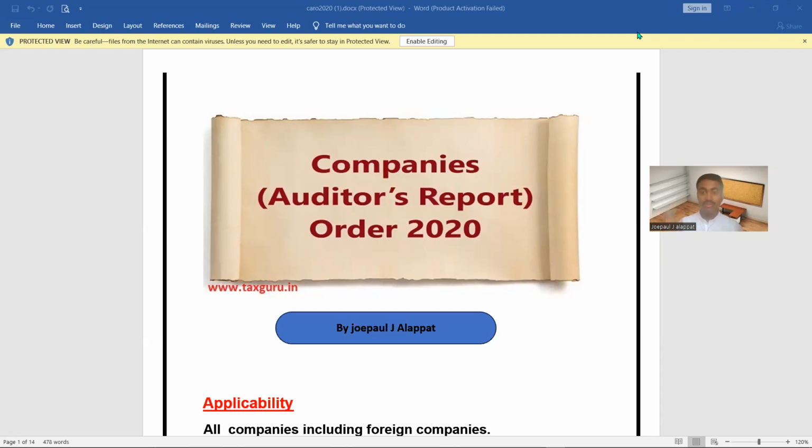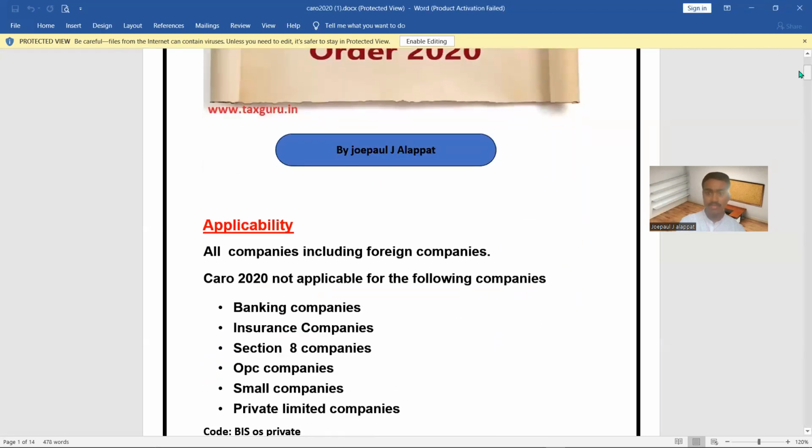Okay guys, we are going to learn the first topic of Company's Auditors Report Order 2020, that is regarding applicability. This CARO is applicable to all types of companies, including foreign companies. You cannot escape by saying that I am a foreign company, CARO is not applicable to me. No, it is applicable to every type of company. And we are going to learn about inapplicability of CARO.